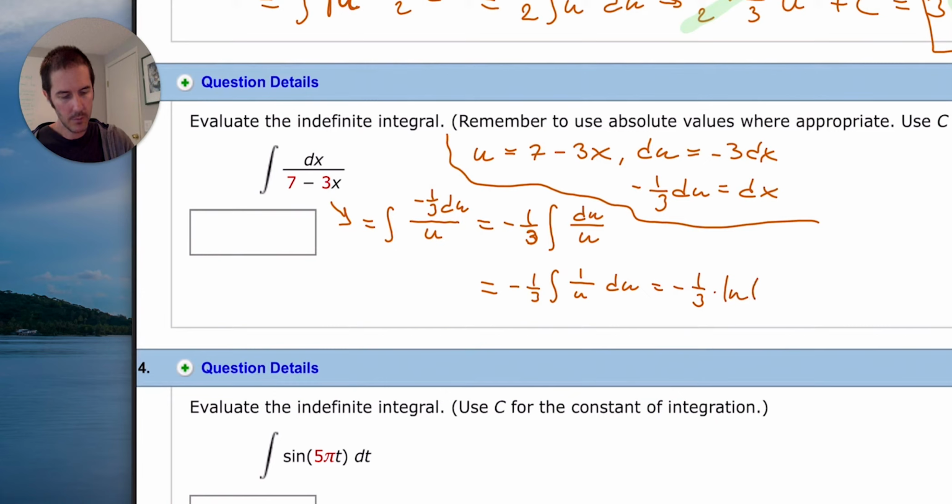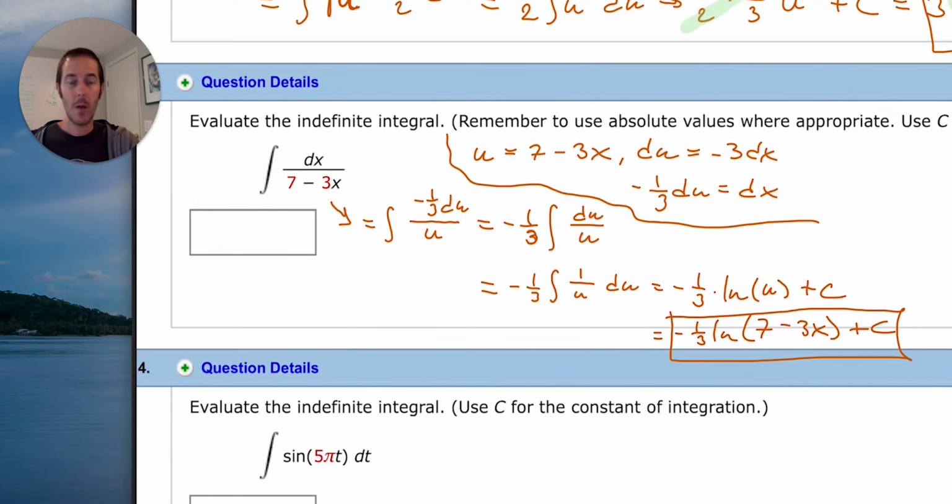And the answer is, it's the natural log function. The derivative of natural log of u equals 1 over u du. The du part is the chain rule part. Now all we have to do is back substitute, and we get our final answer of negative 1/3 times the natural log of 7 minus 3x plus our unknown constant.